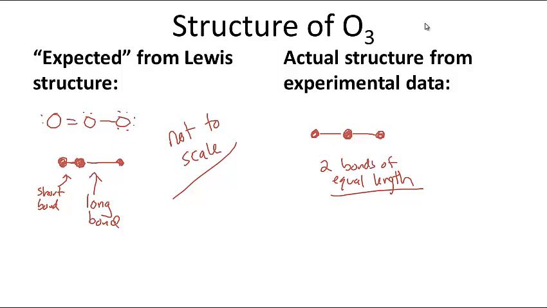So we expected from a Lewis structure that ozone would have one short bond and one long bond. Turns out that the bonds in ozone are both of equal length. So how do we describe that?